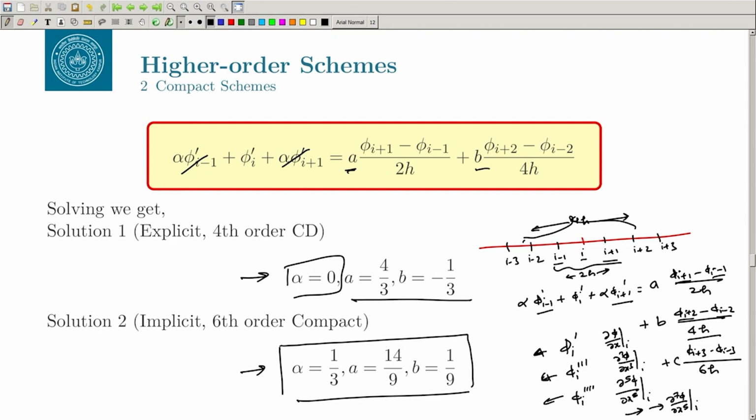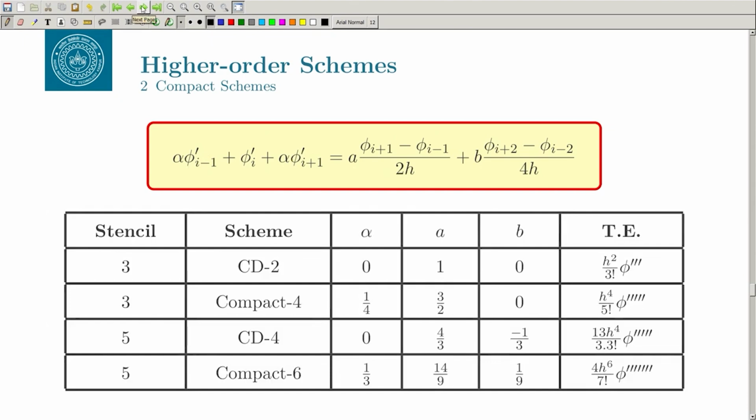Okay. One thing that I have not discussed here is that compact schemes by themselves, despite being accurate, are not stable. So, you need to have a filter, okay. They are called compact filters. So, we will probably discuss these compact filters at a later point, but for now I want to leave you with a thought that for a given stencil you can increase the order of accuracy by making the system implicit, okay. And these schemes are called the compact schemes.